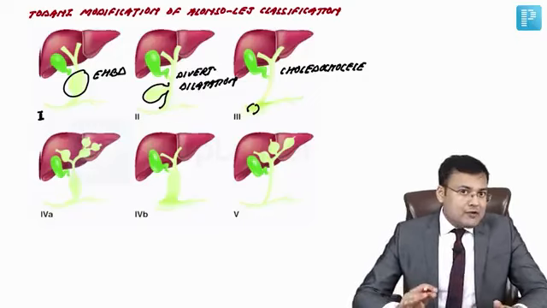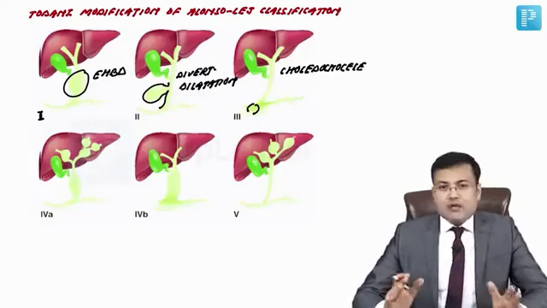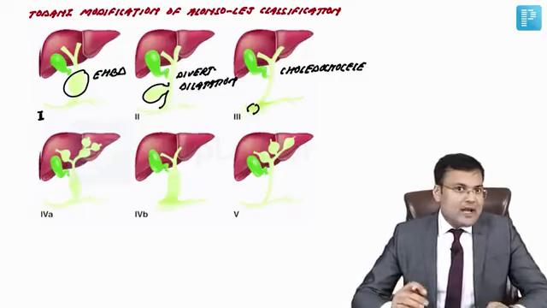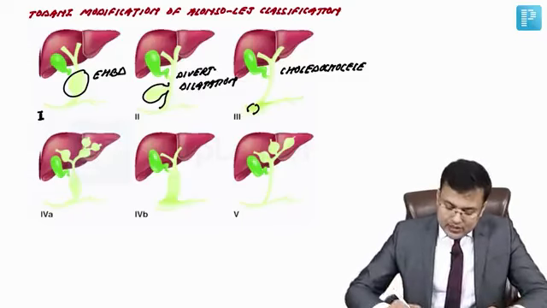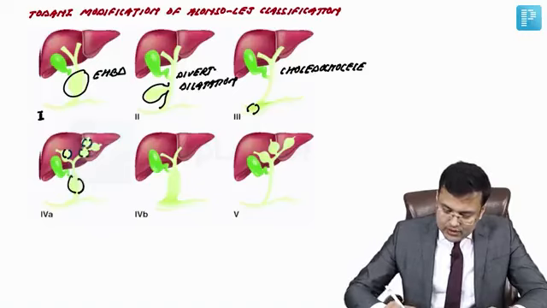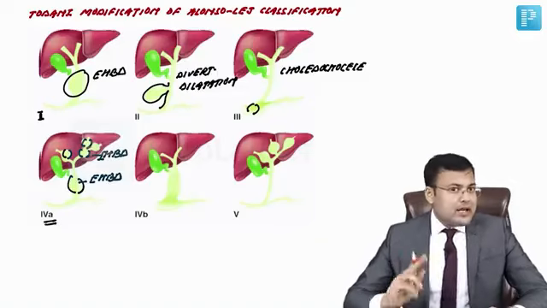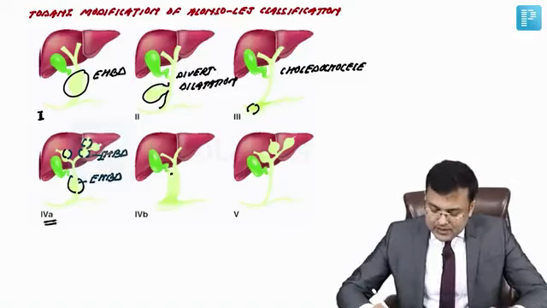What happens in type 4? There are multiple cysts involving both intrahepatic as well as extrahepatic bile duct. So here you can see there are multiple cysts involving both intrahepatic bile duct as well as extrahepatic bile duct. This is type 4A. In type 4B, there are multiple cysts involving only extrahepatic bile duct.